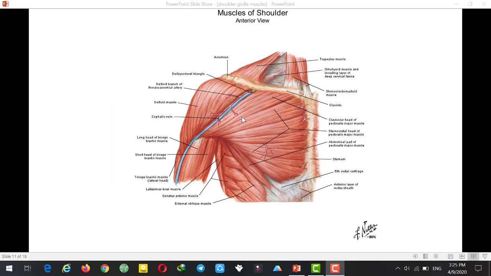And insertion of this is the lateral lip of the intertubercular groove. Nerve supply by the medial and lateral pectoral nerve. Action: medial rotation and adduction of the arm. Sternocostal fibers with latissimus dorsi and teres major extend the arm. Clavicular fibers with coracobrachialis turn the arm medially and anteriorly.